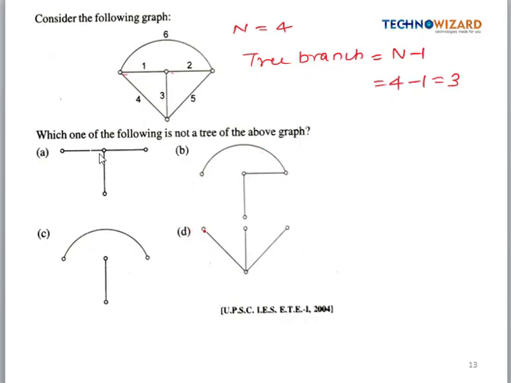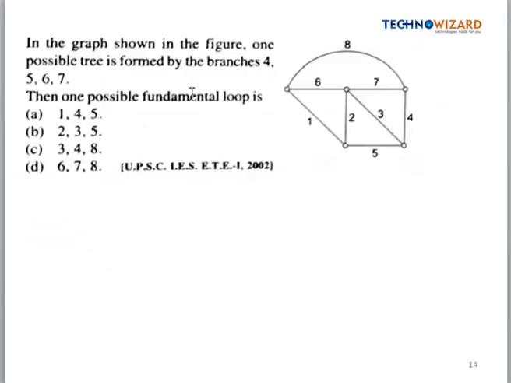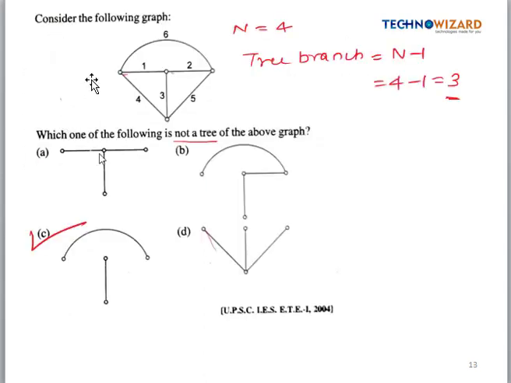Option D is also right because this is first, second and third branch and they are not forming any closed path. But option C is wrong, this is not a tree, because here only two branches are considered, but we have to consider three branches. So option C is not a tree. Next question is, one more thing I would like to explain here is, the other remaining branches are called a chord or a link.